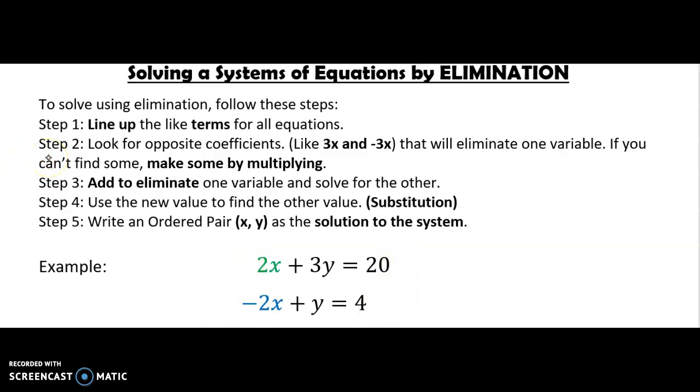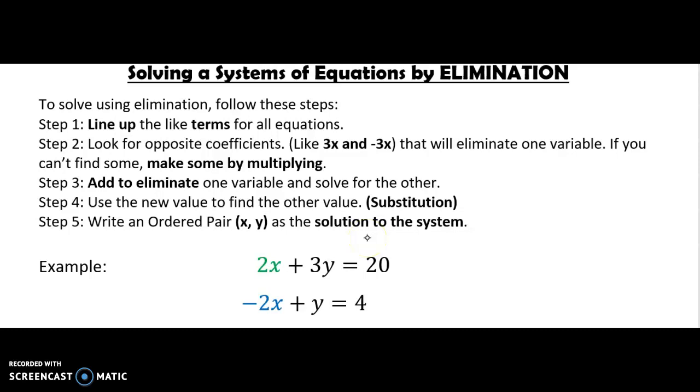Step 2, we look for opposite coefficients. Something like a positive 3x and a negative 3x would be considered opposite coefficients with the same variable. That will eliminate one variable. If we can't find some, we will make some by multiplying. Step 3, we add to eliminate one variable and solve for the other. Step 4, use the new value to find the other value. Do that through substitution. Step 5, write an ordered pair, the x, y ordered pair, as the solution to the system.